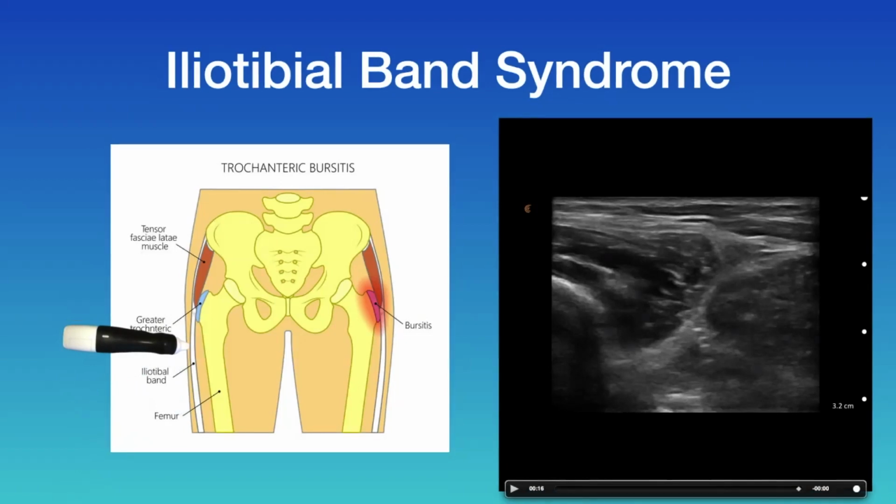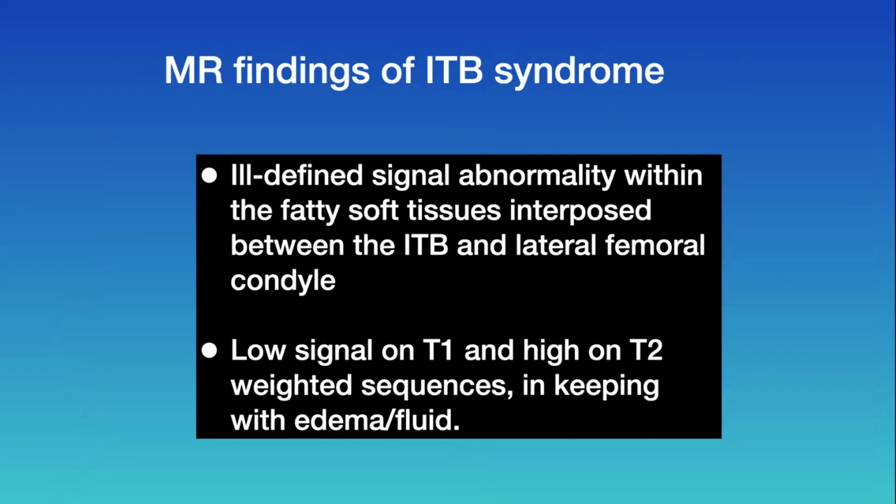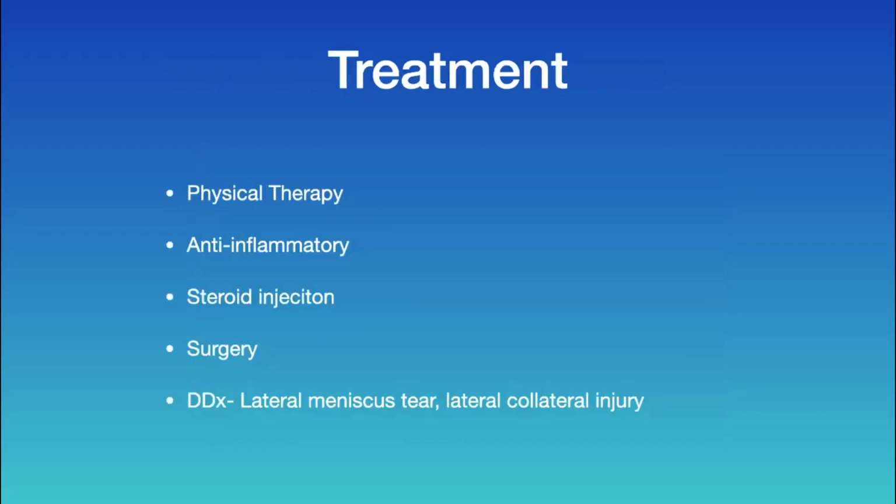It can be confused with a lot of other problems, such as radiculopathy, meralgia paresthetica, knee pain, and greater trochanteric bursitis. There is typically a signal abnormality on MRI within the fatty soft tissues interposed between the iliotibial band and the lateral femoral condyle, and there's low signal on T1 and high on T2 weighted sequence imaging, in keeping with edema and fluid.